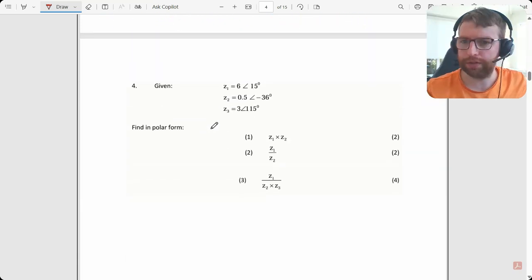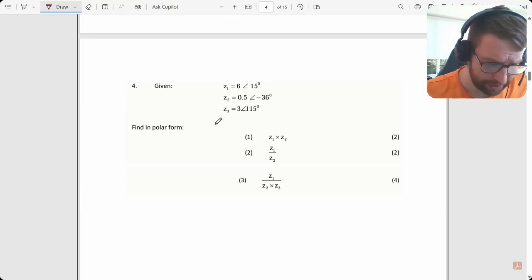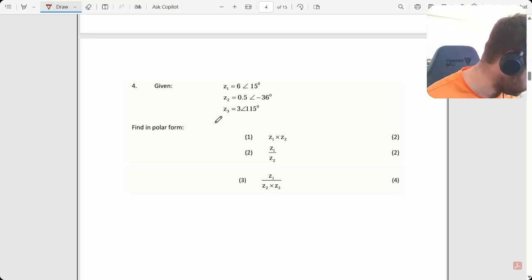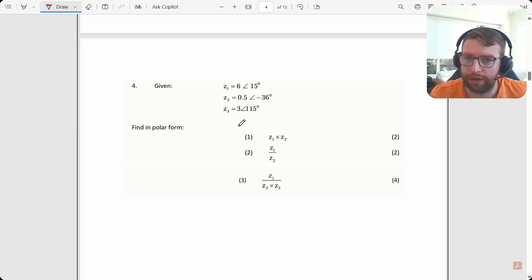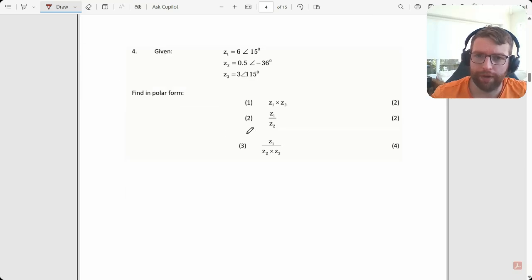Next bit. Question 4. Not really comfortable with these, if I'm honest. Don't like the notation, but that's the difference between engineering and maths, I suppose. But we'll get right into it.